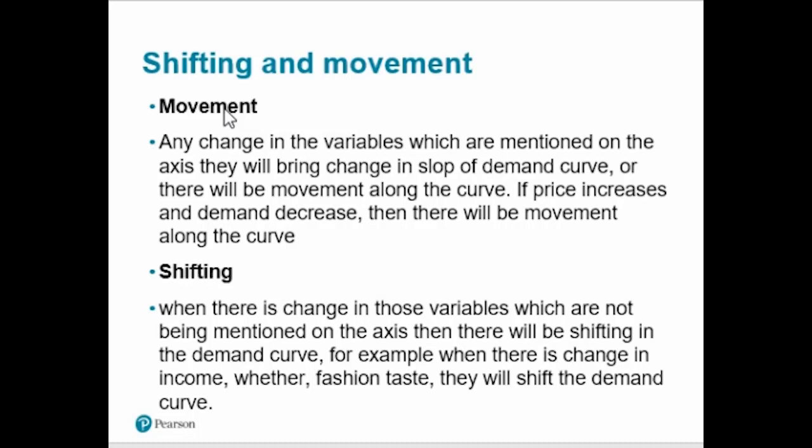So any factor which is outside of the model, or any change in those variables which are being kept constant in the law of demand according to ceteris paribus, or the law of assumptions, will shift our demand curve or any curve. Okay, so movement is when there is a change in those variables which are mentioned on the axis, and when there is a change in those variables which are not mentioned on the axis, then there will be shifting of that curve.